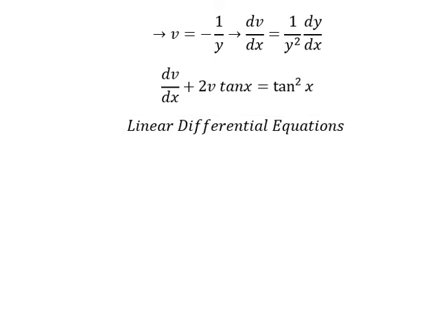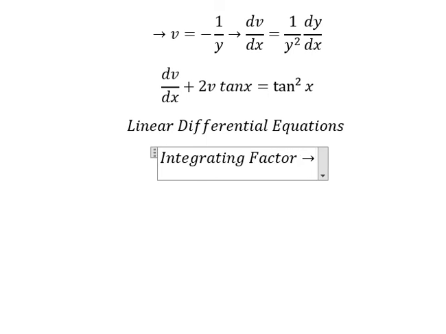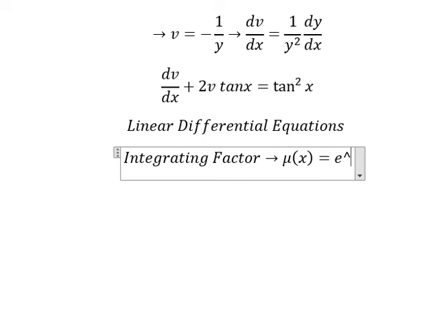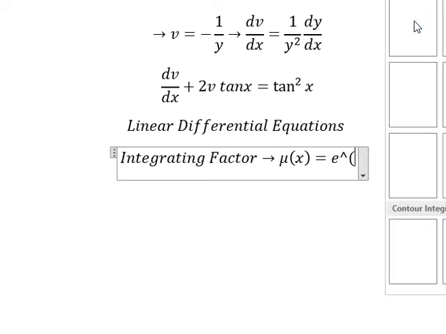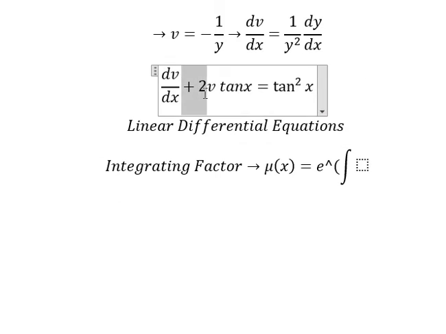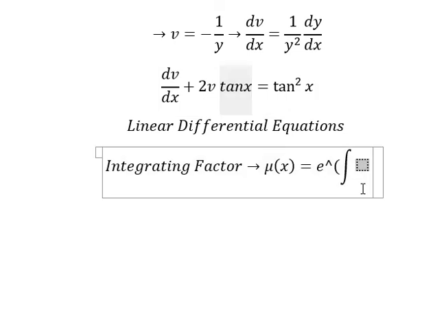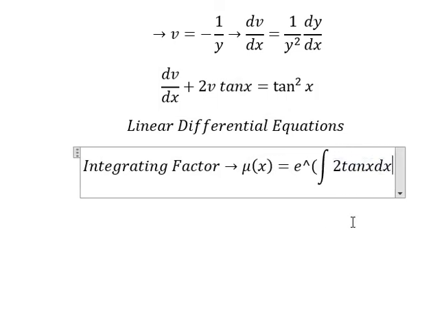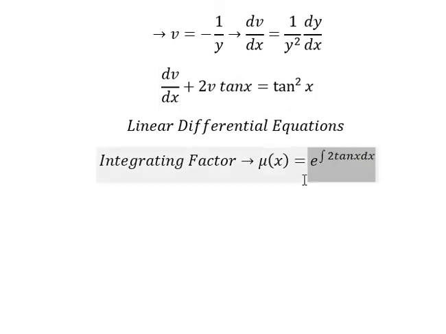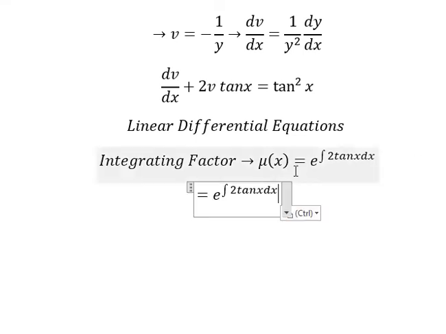So I will put the integrating factor. We need to find mu of x equals e to the power of the integral. So we can see that positive number 2 tan x, that is for the integrating factor. So tan x we can change by sin x over cosine x.